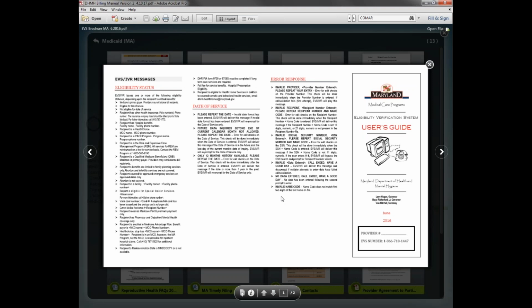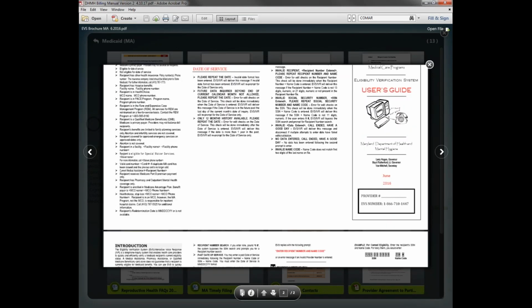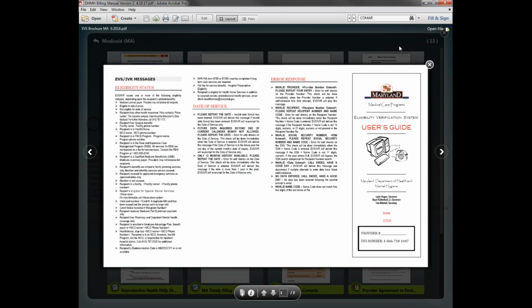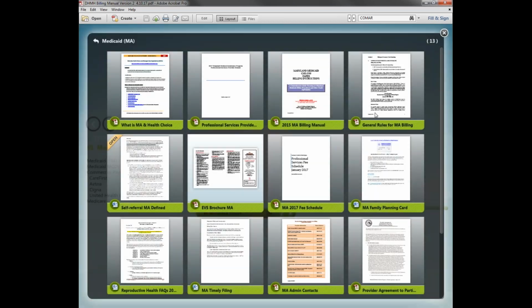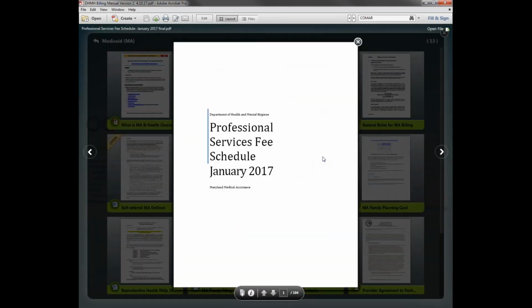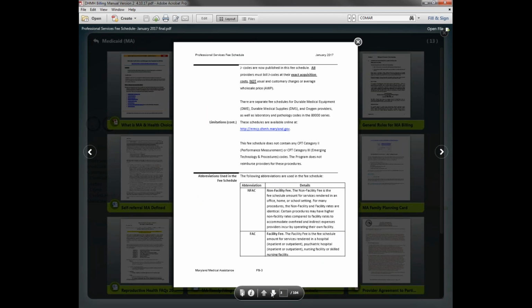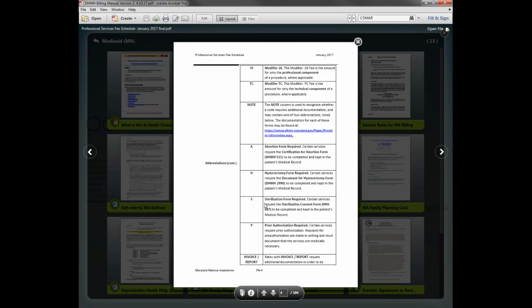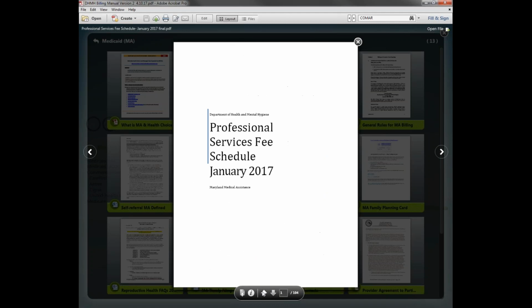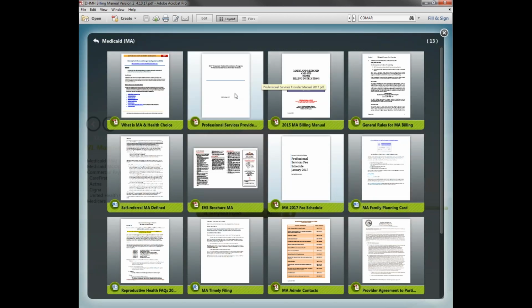This is a brochure that Maryland Medicaid puts out to check eligibility online. I think all the health departments have that. This is a professional service schedule for January 2007. This lists your reimbursement along with explaining about modifiers. Again, it's a great billing tool along with the professional services manual.